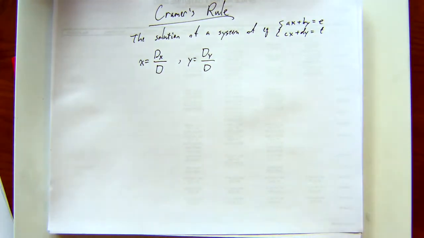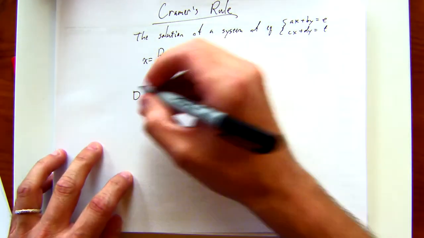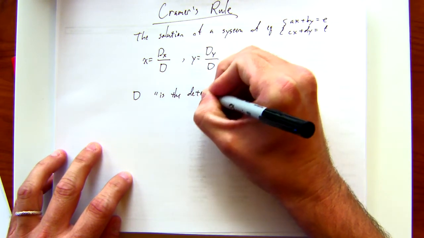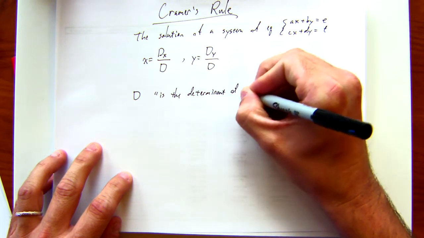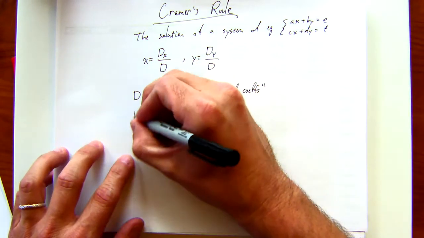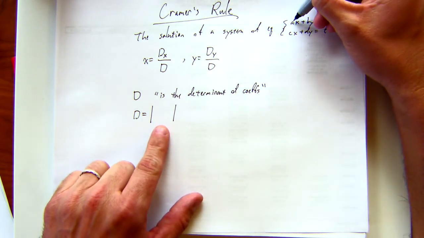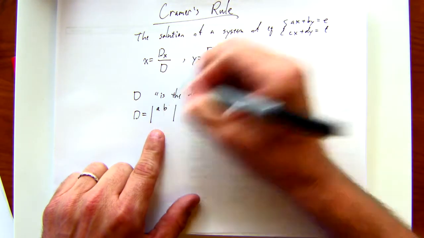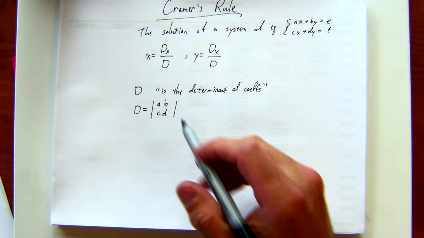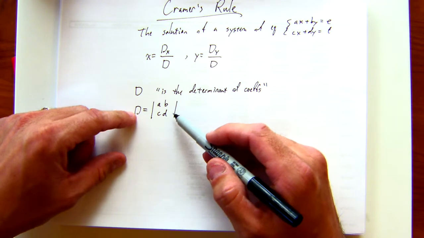Now, what are these D's? Big D is the determinant of the coefficients from the system. So big D is equal to the determinant. Now, what are the coefficients of my system? A, B, C, D. So all we're going to have to do is plug in the numbers and calculate what this big D is, and then we're just going to plug it up in here.